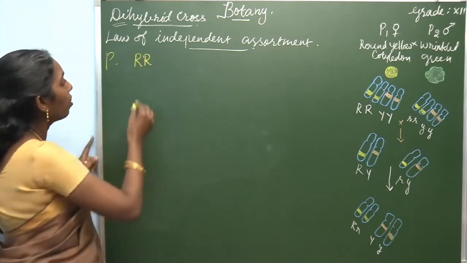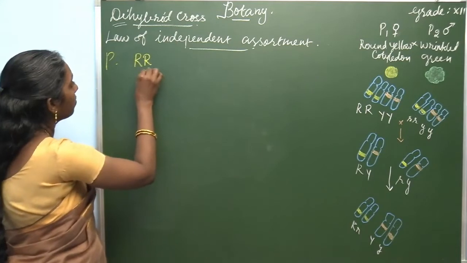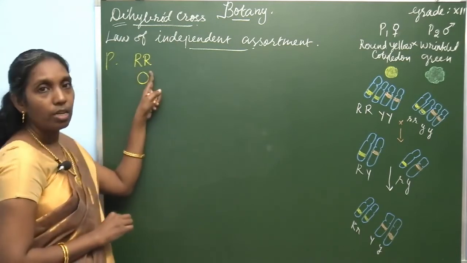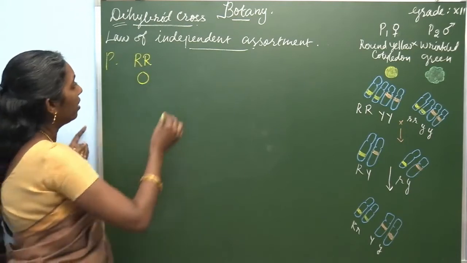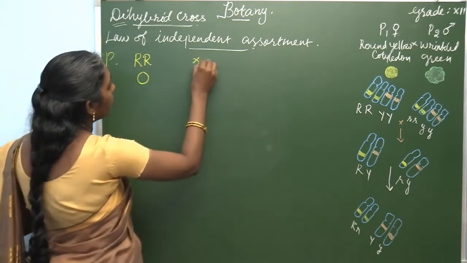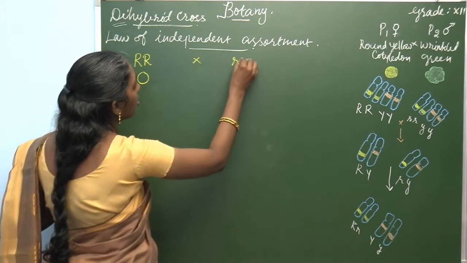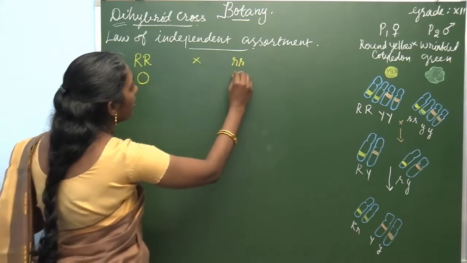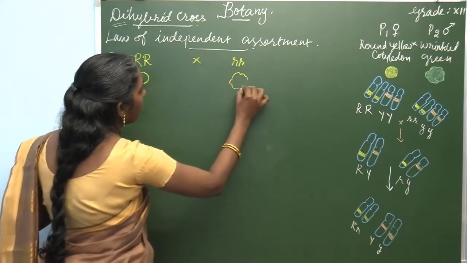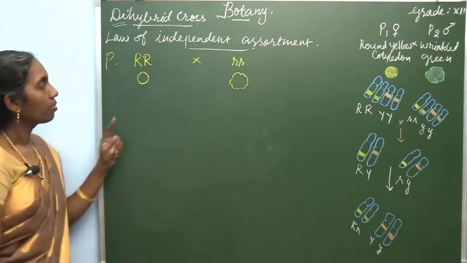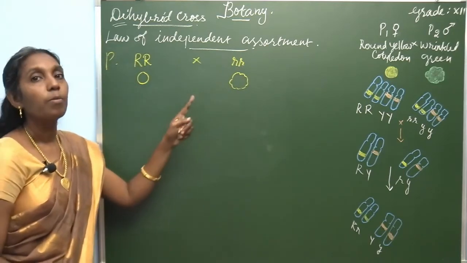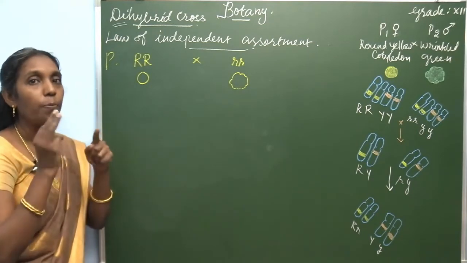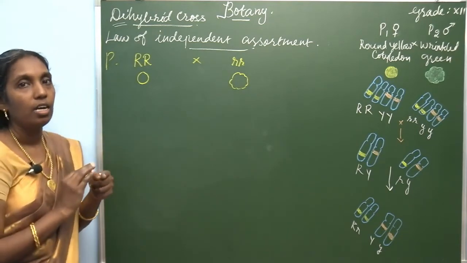The shape of the cotyledon is round, and the recessive character is wrinkled. So, it is crossed with small r, wrinkled. The shape is wrinkled: round, wrinkled. Now, it is a single trait, but we are taking two pairs of contrasting characters.